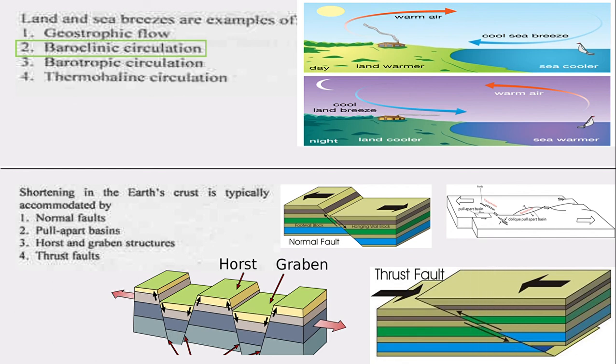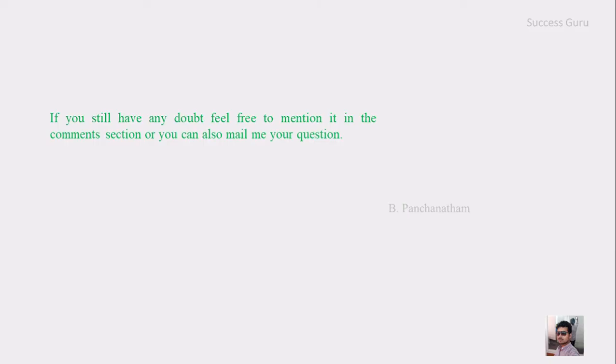So obviously the fourth one, that is a thrust fault, that results due to the shortening, that is compression, because shortening means it is getting reduced, so there is a possible chance of compression, right? I think you got the answer. The fourth one is the thrust fault.